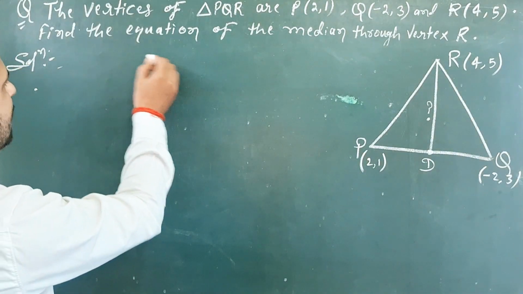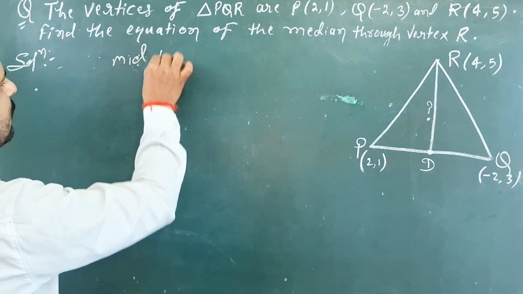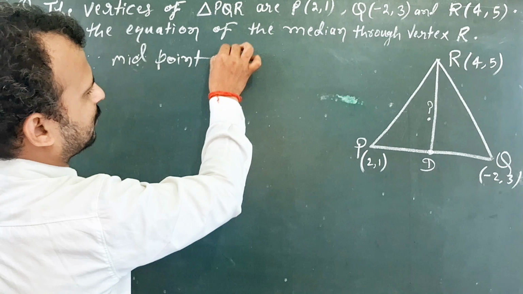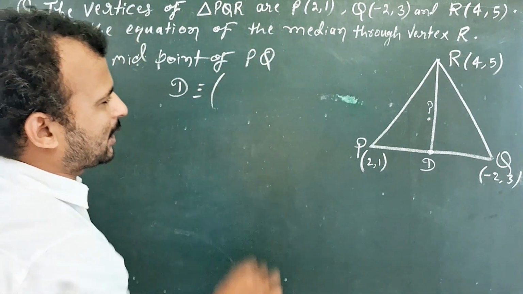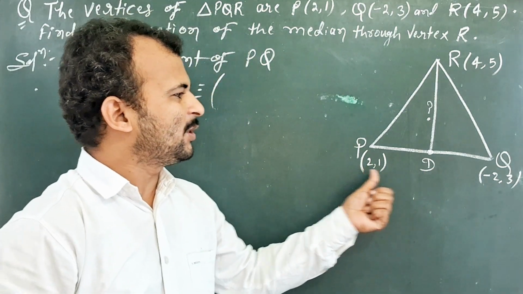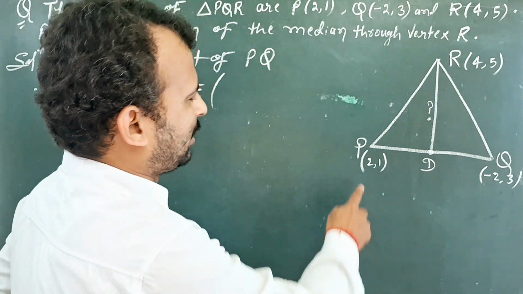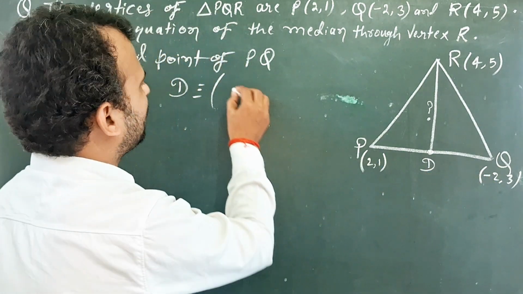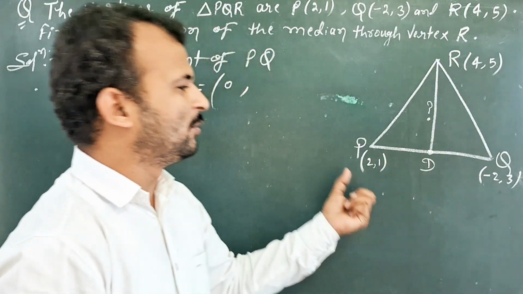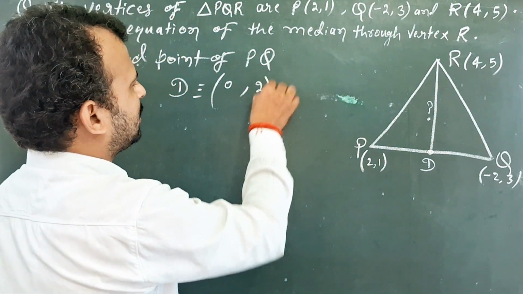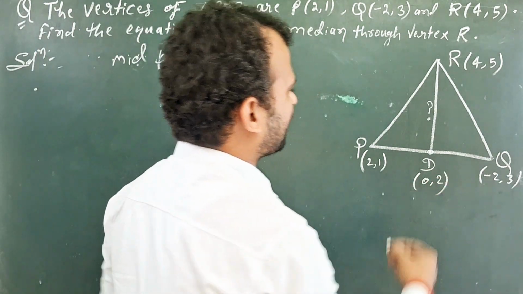So midpoint of PQ. Midpoint of PQ is D, which can be obtained by using x1 plus x2 by 2 and y1 plus y2 by 2, you know from class 10th, okay? 2 plus minus 2, this will be 0, and 0 by 2 is 0, and 1 plus 3, 4 by 2, 4 by 2, 2. This is the coordinates of point D. Here we write 0 and 2, okay?